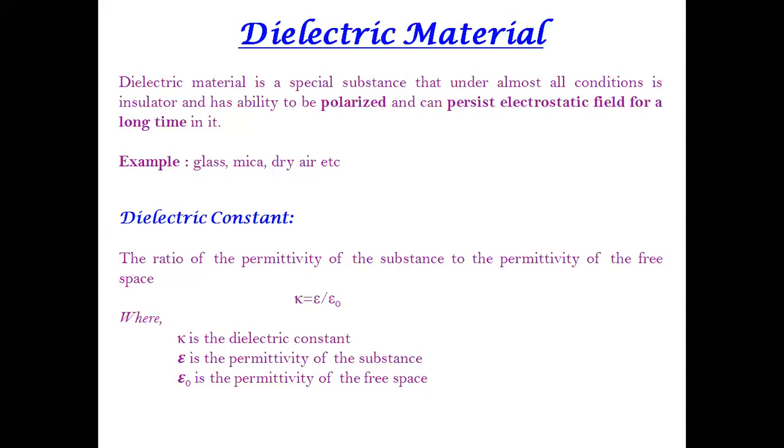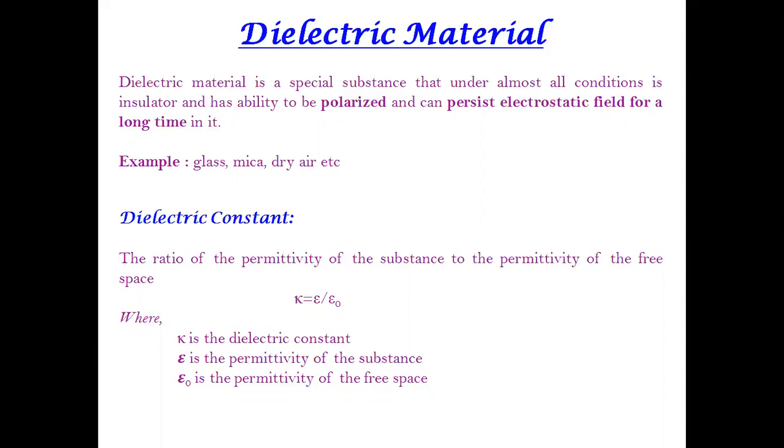Dielectric material is a special substance that under almost all conditions is an insulator and has the ability to be polarized and can persist an electrostatic field for a long time in it. Two things are very important: one is the ability to be polarized, and the other is that it can persist an electrostatic field for a long time. Common examples of dielectric material are glass, mica, dry air, etc.